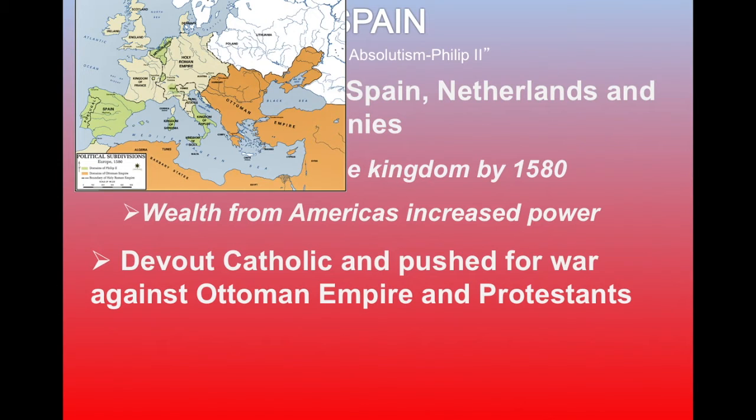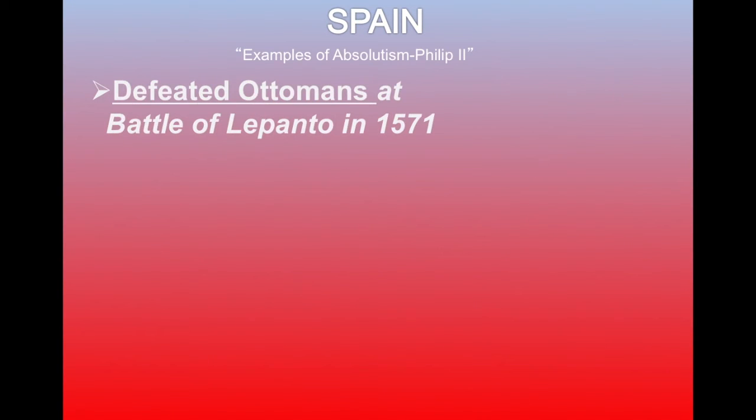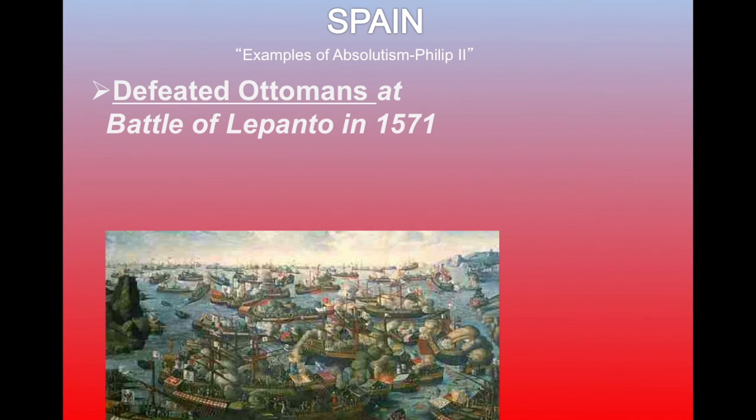He would be a devout Catholic and push for war against the Ottoman Empire, the Muslims, and also Protestants. And so, being a Roman Catholic, he is going to fight Muslims as well as Protestants that had previously broken from the Catholic Church. He's going to defeat the Ottomans. You don't need to write down the name of the battle.